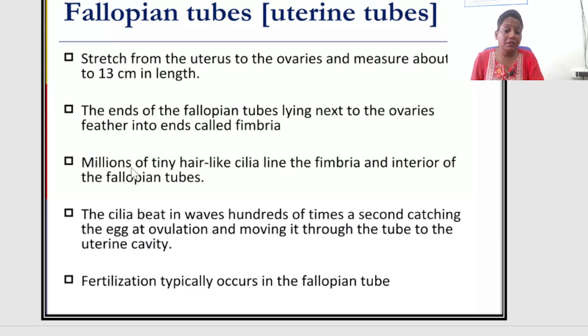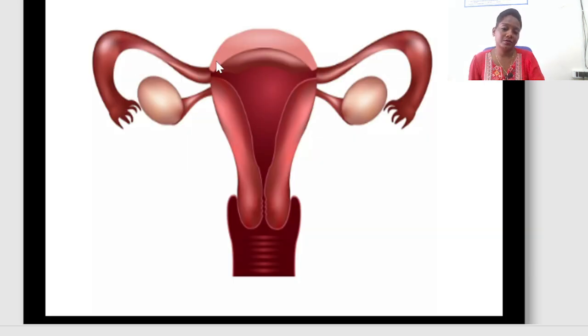The millions of tiny hair-like structures, the cilia, beat in waves hundreds of times a second, catching the egg at ovulation and moving it through the tube to the uterine cavity. So the fimbriae help in catching the ovum, and fertilization typically occurs in the fallopian tube only. After that it starts going towards the uterus. That is about the fallopian tube, and mostly they ask it for 15 marks.